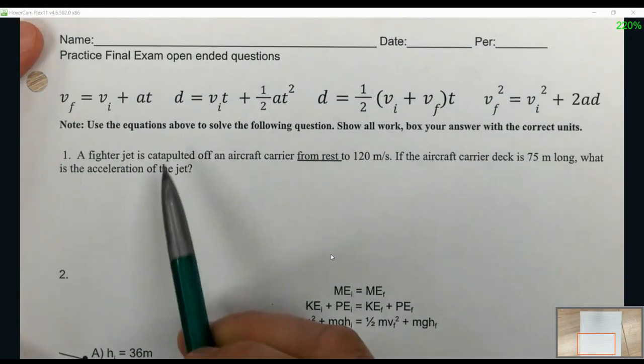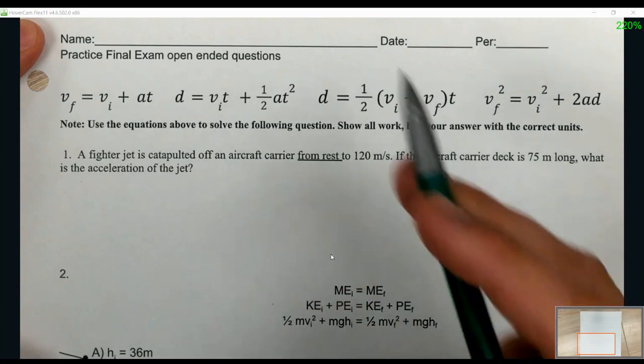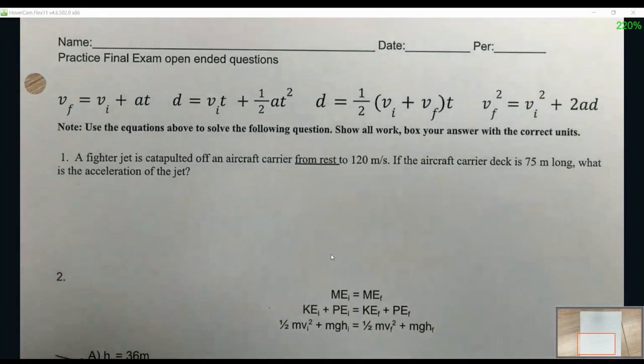Okay, so you have to read this and figure out, do I have a starting velocity, a final velocity? Am I accelerating? Am I at rest? Do I come to a stop? Or how far am I moving? All right, those are the things that you need to look at.